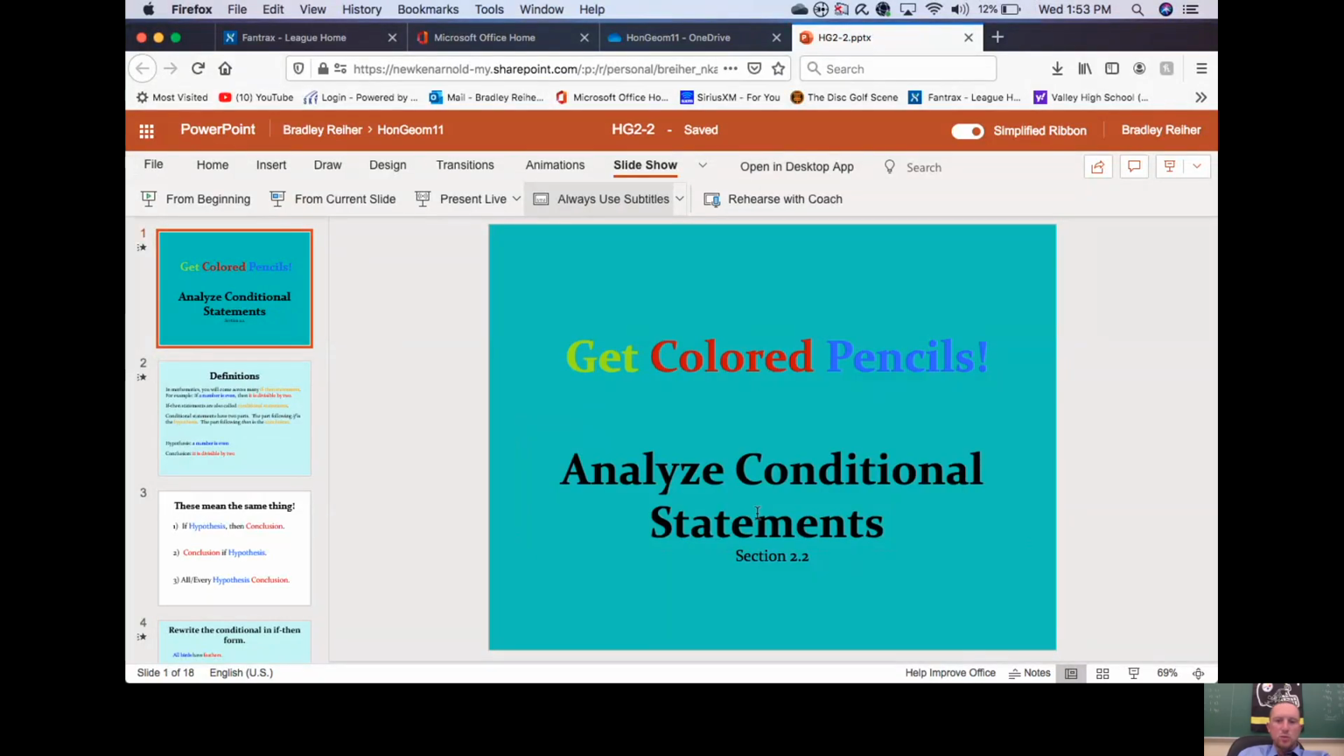This is section 2.2. It's on analyzing conditional statements. This might seem like a weird lesson. It might seem like it's not related to math. It's going to seem a lot like an English lesson. But we're going to see a lot of conditional statements in our text about math, and we need to understand what they mean. Do they mean the same thing as something else? And so on and so forth.